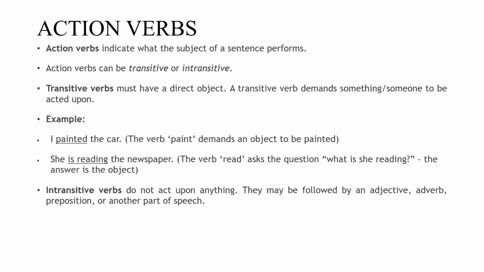We can see action verbs over here. These verbs indicate what the subject of a sentence performs. Action verbs can be transitive or intransitive as well. Transitive verbs must have a direct object, and a transitive verb demands something or someone to be acted upon. For example, I painted the car. The verb paint demands an object to be painted. So over here, the car is the object in this sentence.